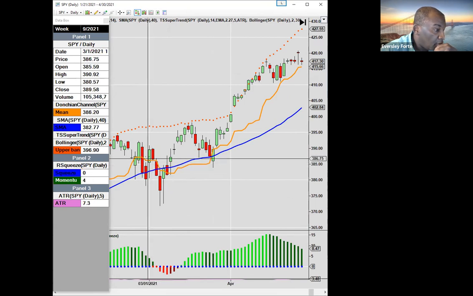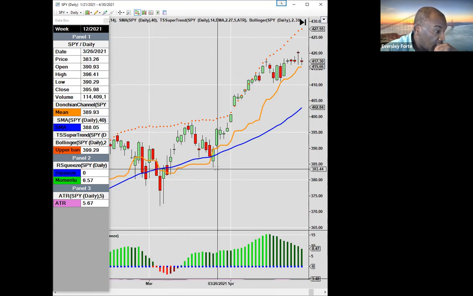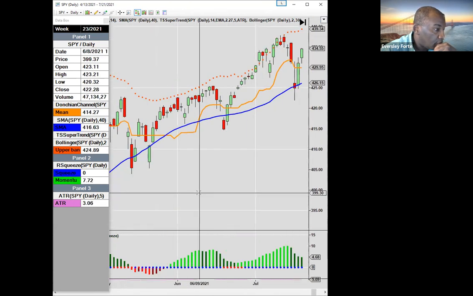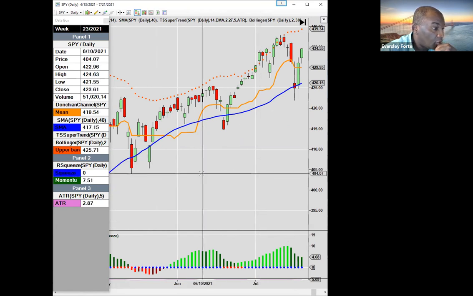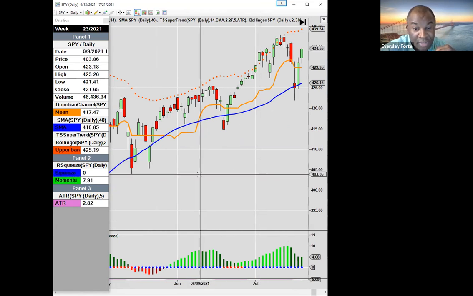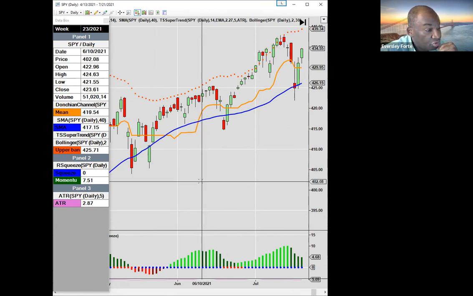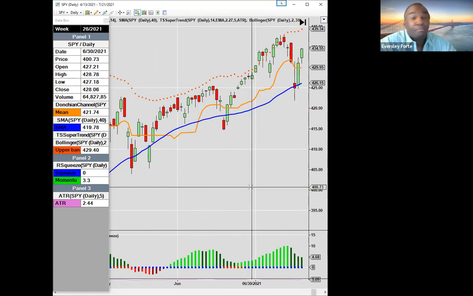Uptrend, market pulls back. Next buy signal right here. Next buy signal right here. So it's both trend and pullback. It's not a reversal, so to speak. It's just re-entries into a trend, or it's just a great setup.